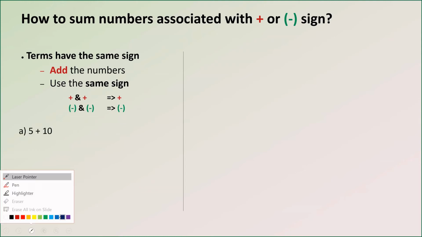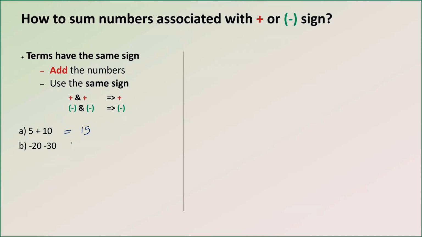Let's do a couple of examples until we get the idea. This is easy. We all know it's 15, negative 20, negative 30. It's something like I add negative 20 to negative 30. Since both of them are negative, the result should be negative, and I'm going to add the number 20 to the number 30. But simply add these two numbers. The result is negative 50. How about 30 plus 20? It's positive 50 because both of them are positive.